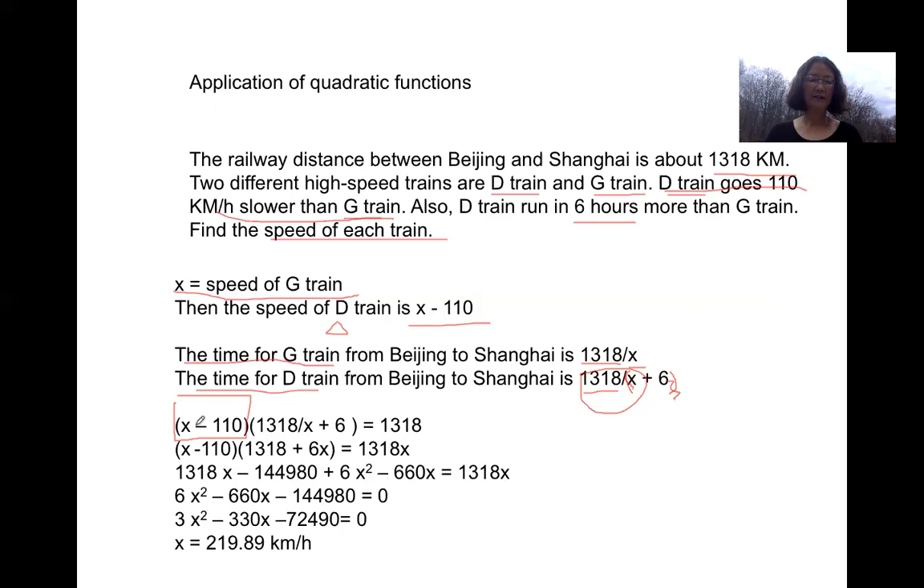The D train speed is x minus 110. Speed multiplied by time, the time for the D train, equals distance. Do a little bit of algebra, and you can see we get a quadratic equation. Simplify this quadratic equation, you get this format, and then use the general formula, and you get the final result. The final result actually has two numbers. We drop the negative number because the speed cannot be a negative number.